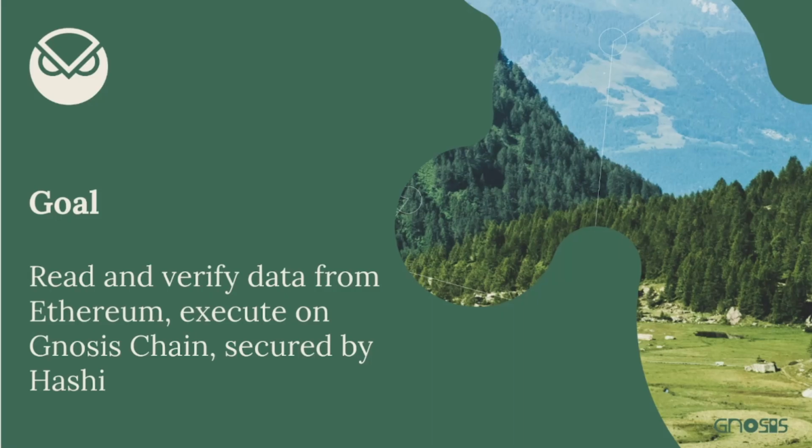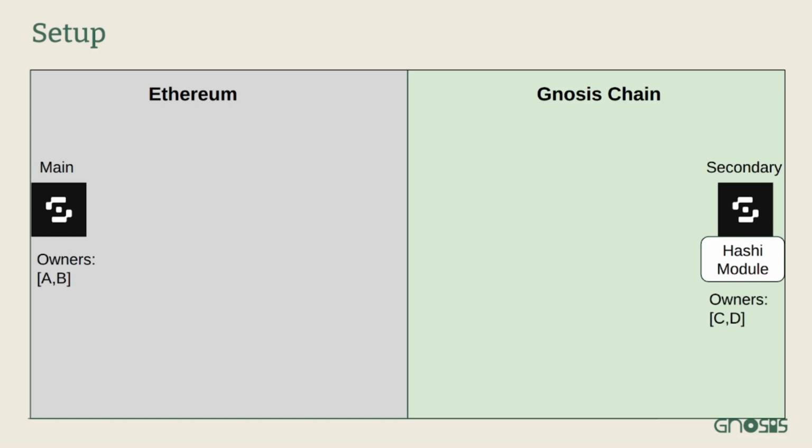The goal of Pool Flow is that we can read and verify data from Ethereum from time to time and execute on Gnosis Chain, secured by Hashi. So we have Safes on both sides of the chain, with a main Safe on Ethereum with the owners A and B, and also a secondary Safe on Gnosis Chain with the owners C and D. The idea is that we want the main Safe to have the permission to control the secondary Safe.